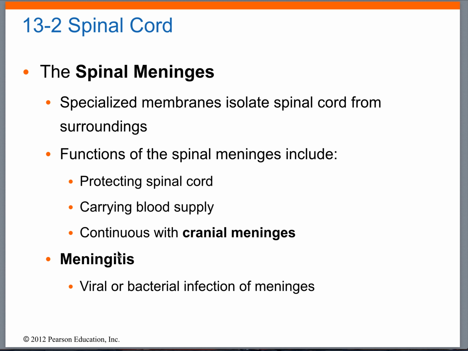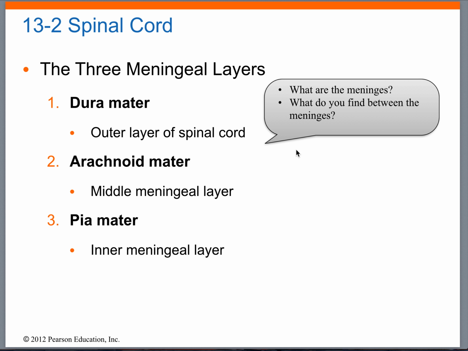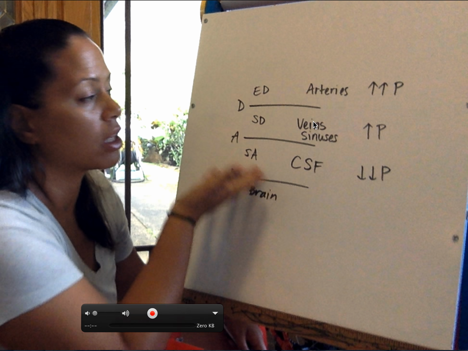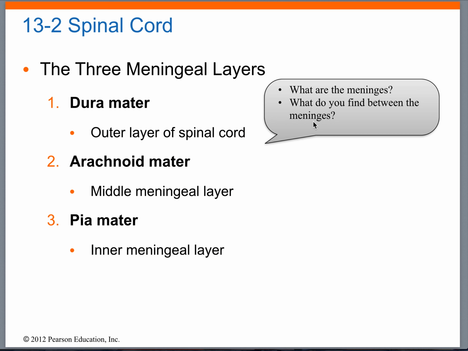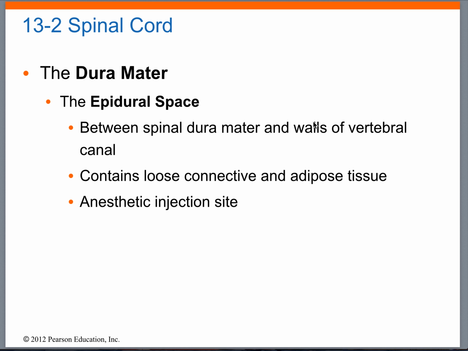So meningitis is inflammation of the three meninges. What are the three meninges? Pia, arachnoid, and dura. Which one is durable or tough mother? Dura. Which one is spider mother? Arachnoid. And which one is soft mother? Pia. So what are the meninges? You guys can answer that now. What do you find between the meninges? We just covered that in terms of the layers, right? And then you can continue on from there.